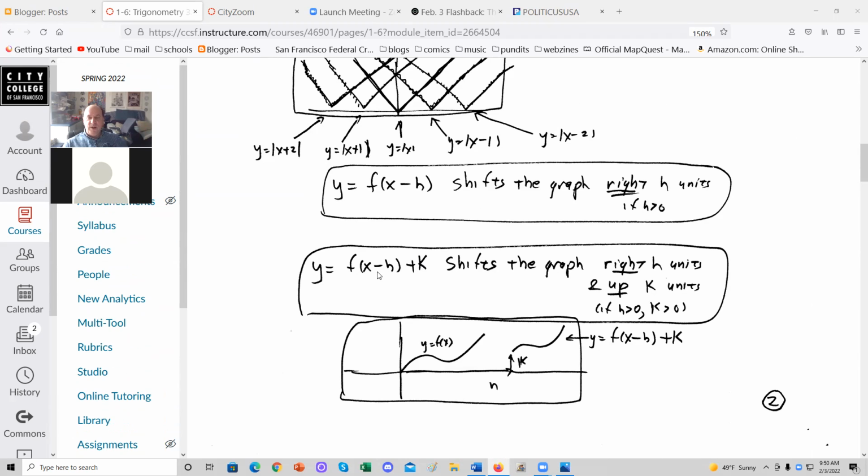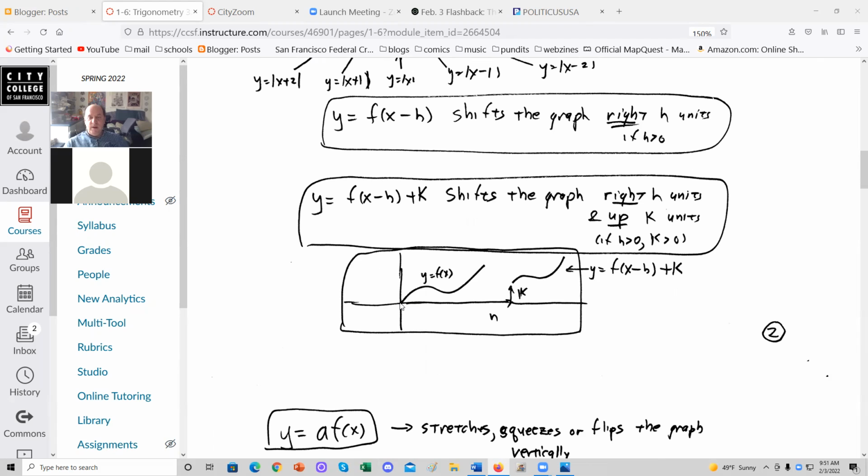So if you put the two together, y equals f of x minus h, that plus k, it'll shift the graph right h units and up k units if h and k are both positive. Left and down if they're less than 0. And it's a little counterintuitive, I grant you. The plus k moves it up, but the minus h moves it right. So there's a kind of barrier that somehow makes the plus and the minus work differently depending upon whether it's inside or outside the function.